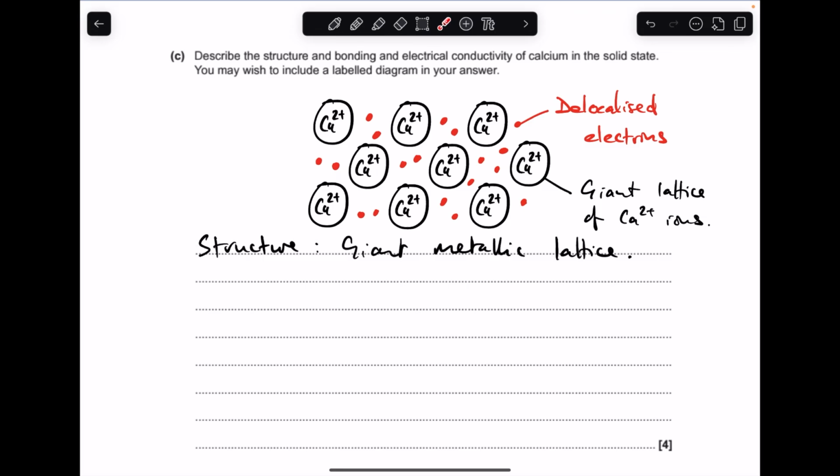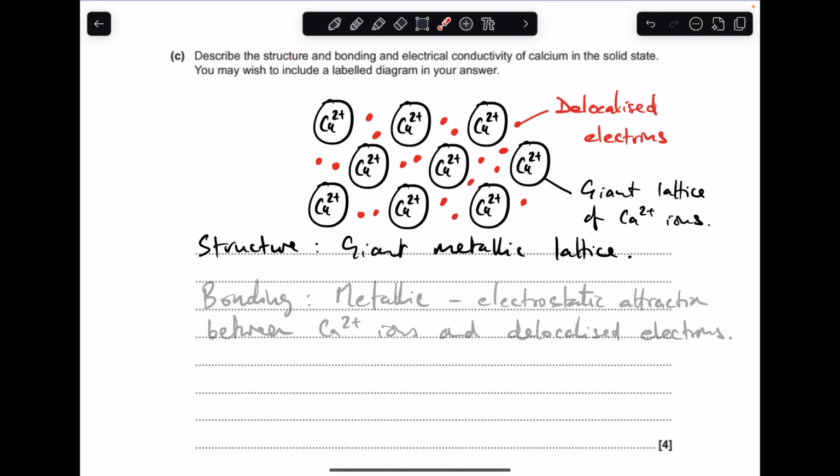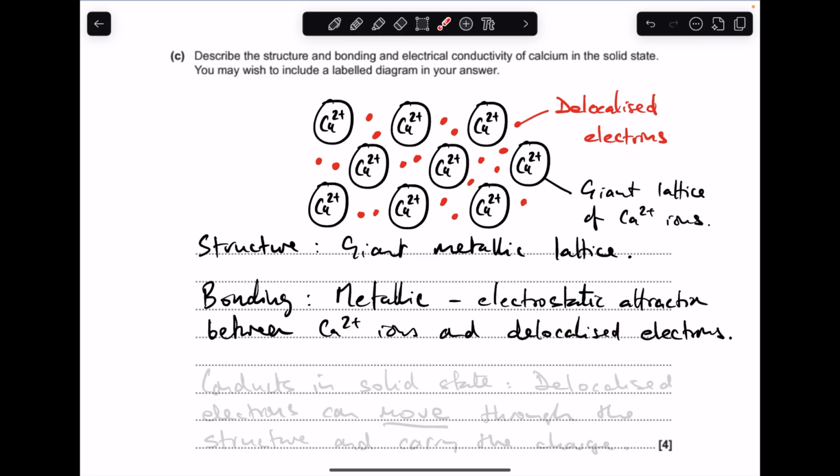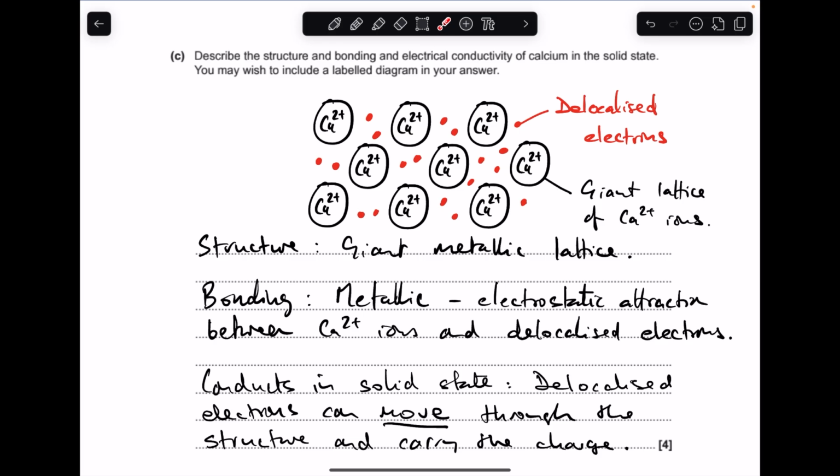So all we'll do now is just work our way through the question. So describe the structure. The structure is a giant metallic lattice. Moving on to the bonding, it's metallic bonding. So that's the electrostatic attraction between Ca2+ ions and delocalized electrons. And electrical conductivity, well, calcium conducts in the solid state, as do all metals, and that's because the delocalized electrons can move through the structure and carry the charge.